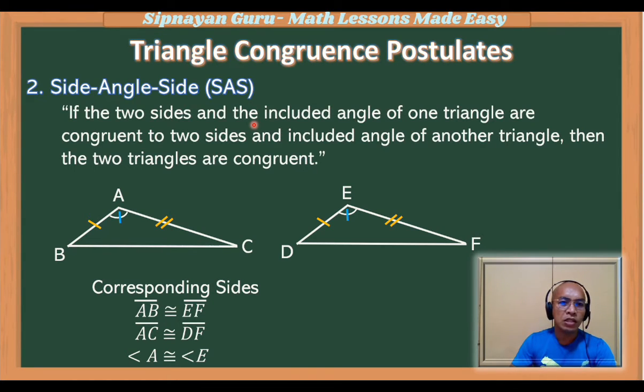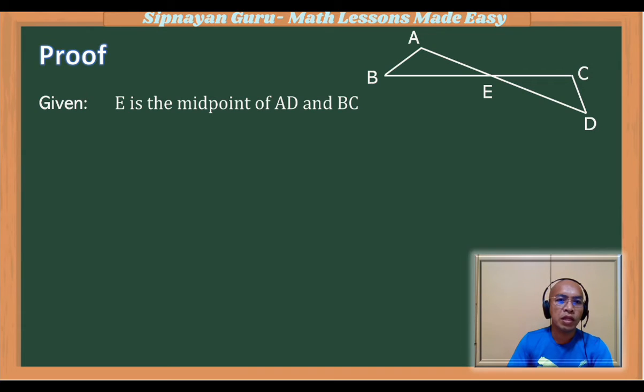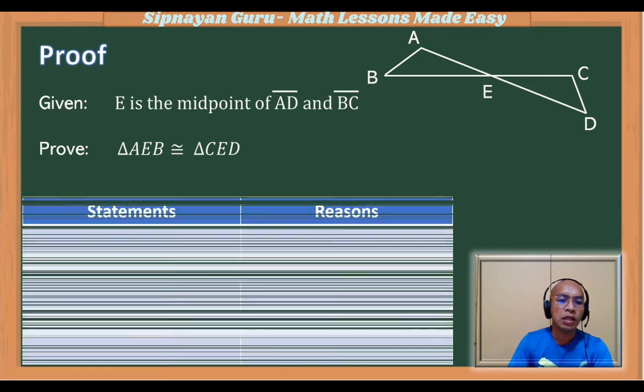The side angle side postulate states that if two sides and the included angle of one triangle are congruent to two sides and the included angle of another triangle, then the two triangles are congruent. Now, let us prove that these two triangles are congruent using that postulate, the side angle side. The given statement: point E is the midpoint of segments AD and BC, and we are asked to prove that triangle AEB is congruent to triangle CED.